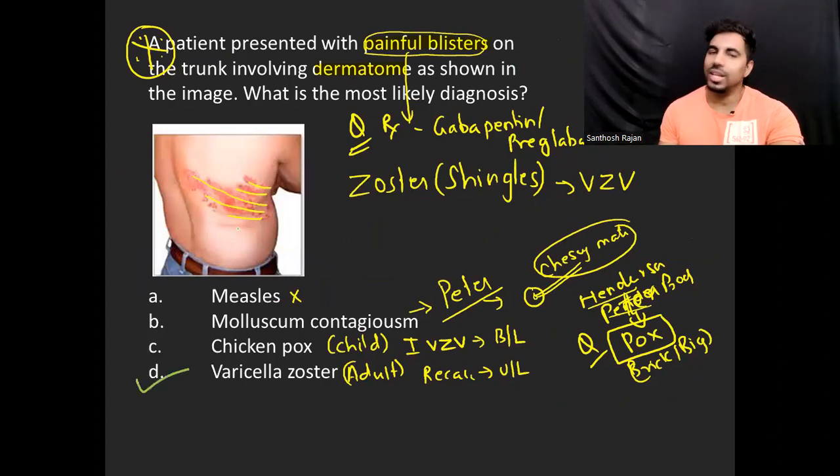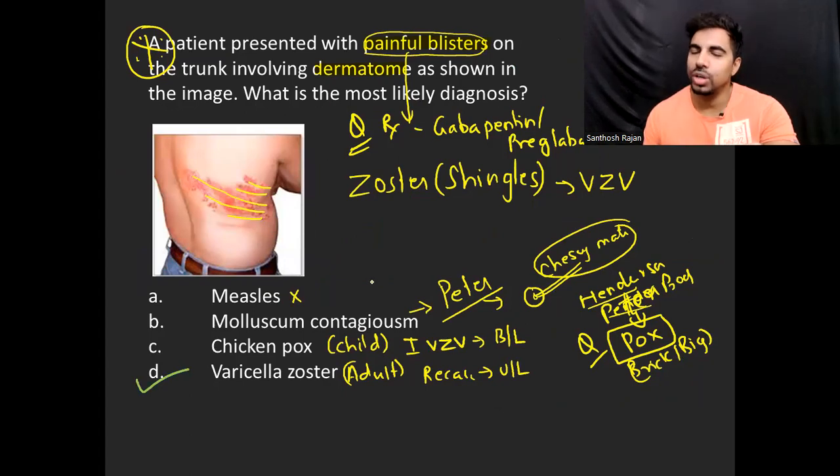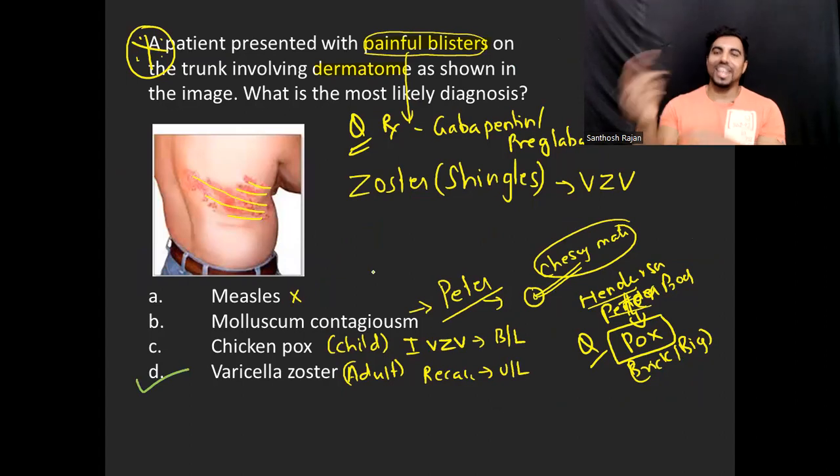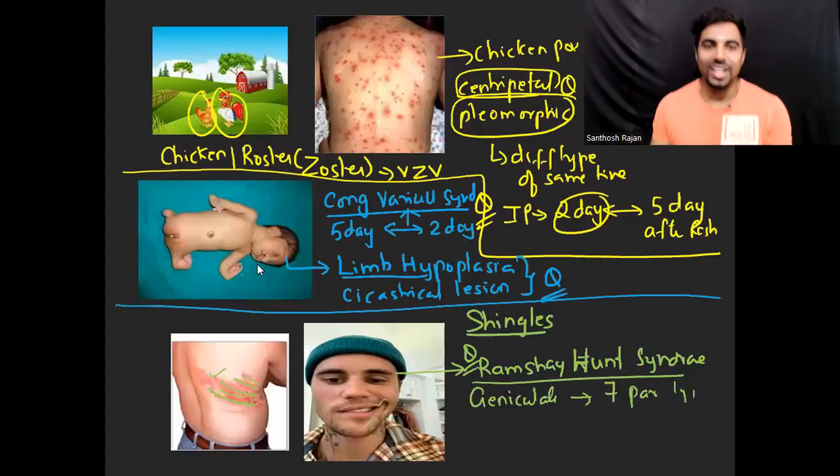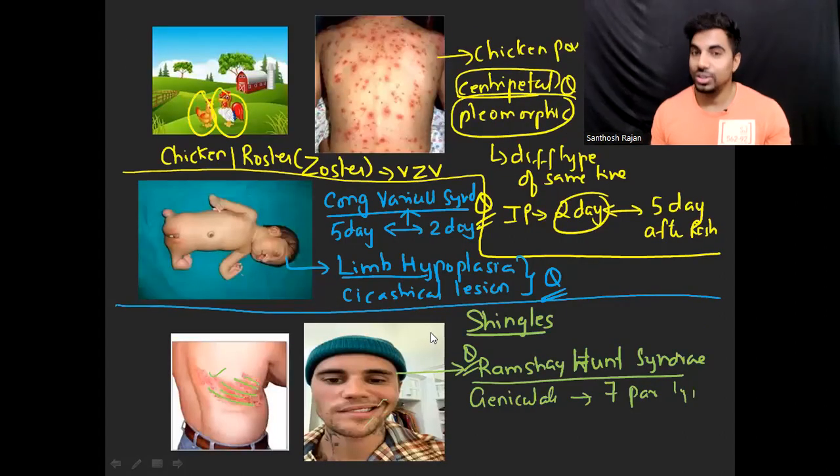Because in an adult, it's a single unilateral lesion. So don't confuse chickenpox and shingles. Both are the same virus. One is in children, one is in adults. And one is reactivation, one is the primary infection itself. Okay, that's it, I briefed it. This is enough, it's almost covering most of your viruses here.